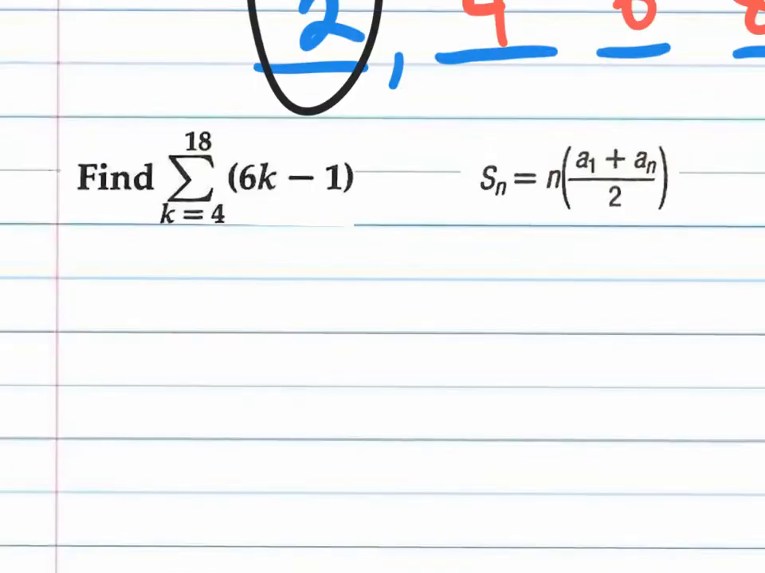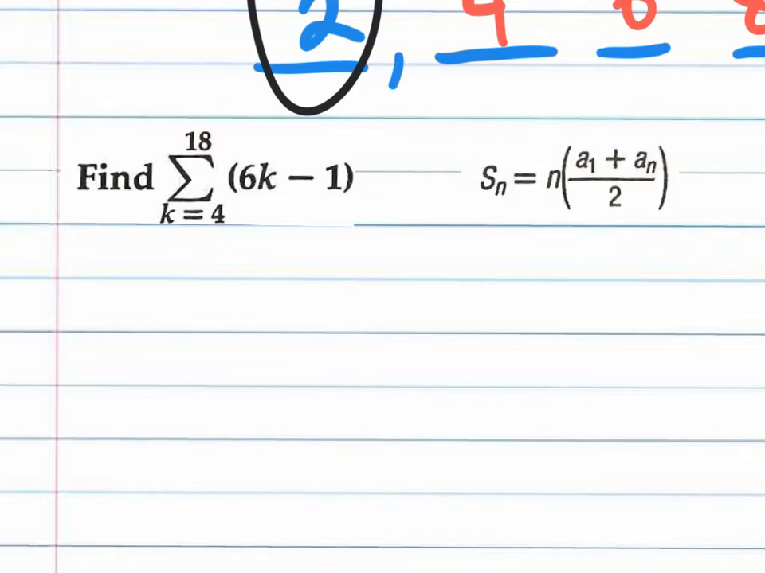So notice that I kept my summation formula here because we're going to have to use it to find these numbers added up. Now, how many numbers are on my list? It's 18 take away 4 plus 1. So if I had a 25 up here, it'd be 25 take away 4 plus 1. So 25 take away 4 would be 21, plus 1 would be 22. If I had an 8 right here, 8 take away 4 plus 1.